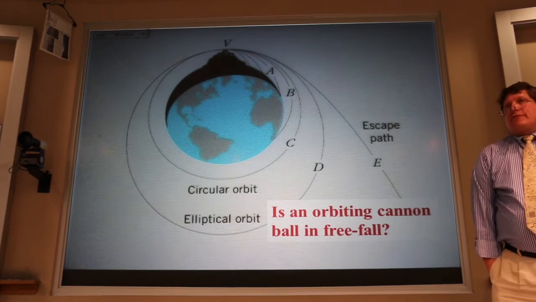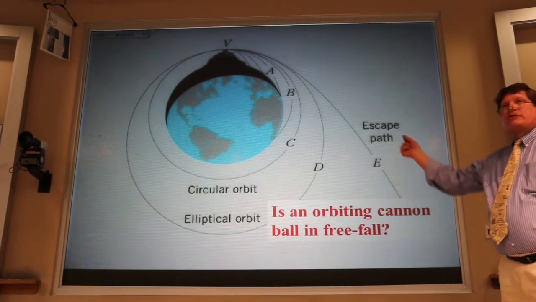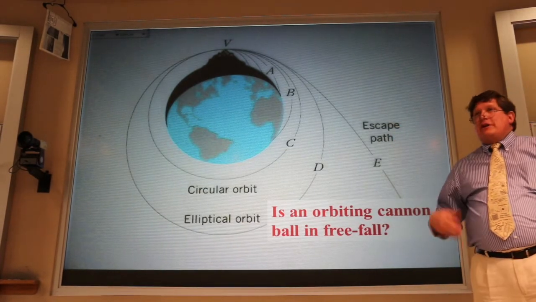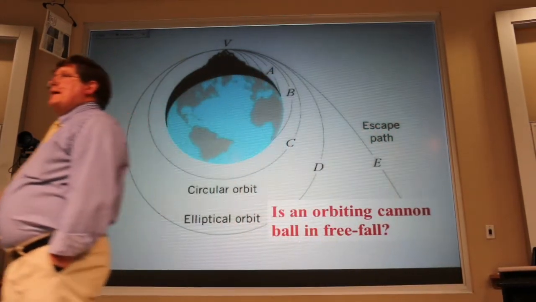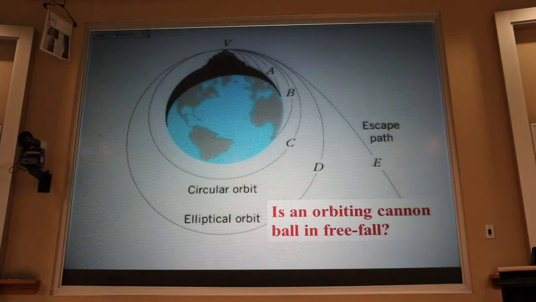Well, yeah, the only force on its free body diagram is the gravitational force, which is always pointing towards the center of the Earth. And so this is just an example of falling. And in this case, you just keep on falling and keep on missing. You're going so fast in the tangential direction that by the time you fall down to where you thought the Earth was, the curvature of the Earth has moved it out of the way.